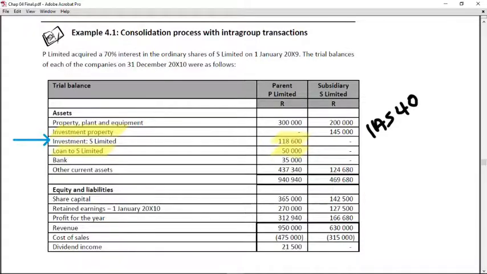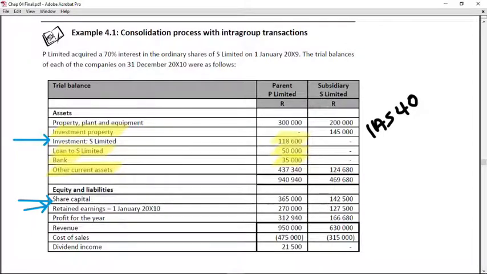We have a favorable bank balance in the parent, no bank balance in the subsidiary, so that could potentially indicate that there is an unfavorable bank balance in the subsidiary. Then I just have a line item for all my other current assets. Under equity and liabilities, again, we need this share capital and retained earnings as important balances for preparing the consolidated financial statements.